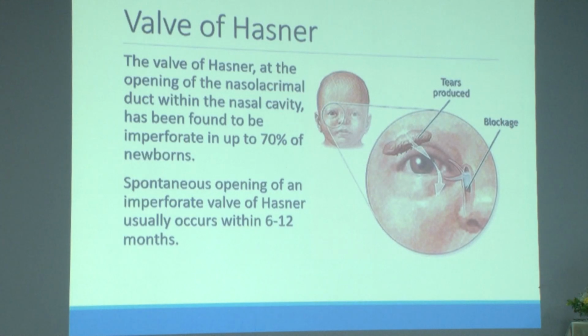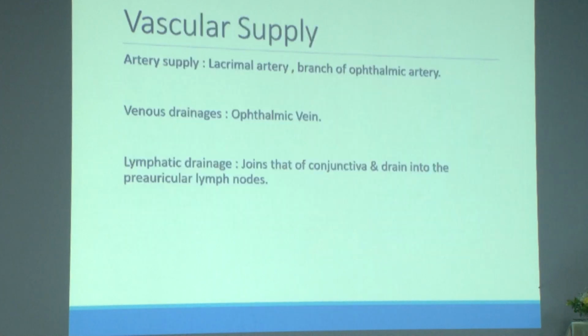The valve of Hasner is important as it opens into the nasolacrimal duct, and it is imperforate in around 70% of newborns, but there is spontaneous opening in 6 to 12 months. So, it is not that before 6 months one should go for syringing and probing. First, one should wait, or one should go for Crigler massage. Conservative management should be done.